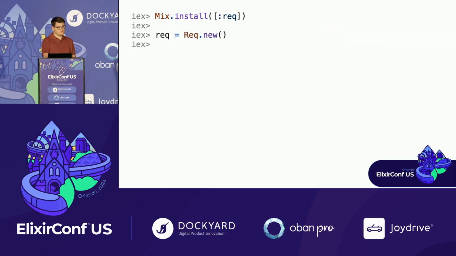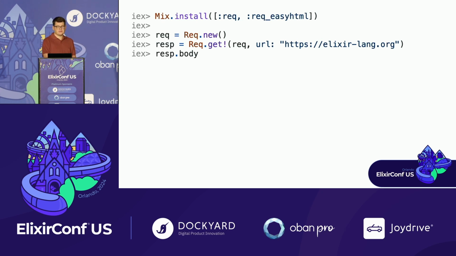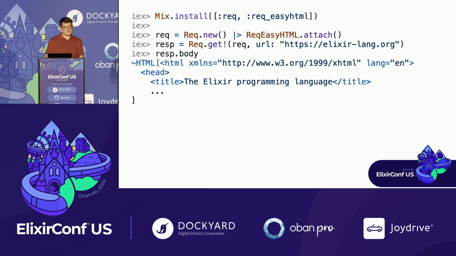And now let's try something else. Instead of making the call right away, we can build up a request struct. So here we make a request to elixir-lang.org, and the body is HTML. And now what we can do is install another dependency. So here it's req_easyhtml. We attach it to our request. So that's a Req plugin. We attach it. And now whenever Req gets content type HTML, it is going to decode it into something. So here it is decoding into a struct.